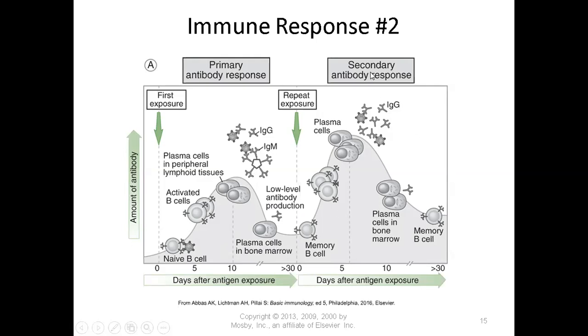When we look at the second time we're exposed to that very same antigen, we now have our memory cells that are going to pump out the antibody much more quickly. And so look at the amount of antibody. Much more antibody is produced, and it's mostly IgG. So we can see how it's going to happen much more quickly there as well.